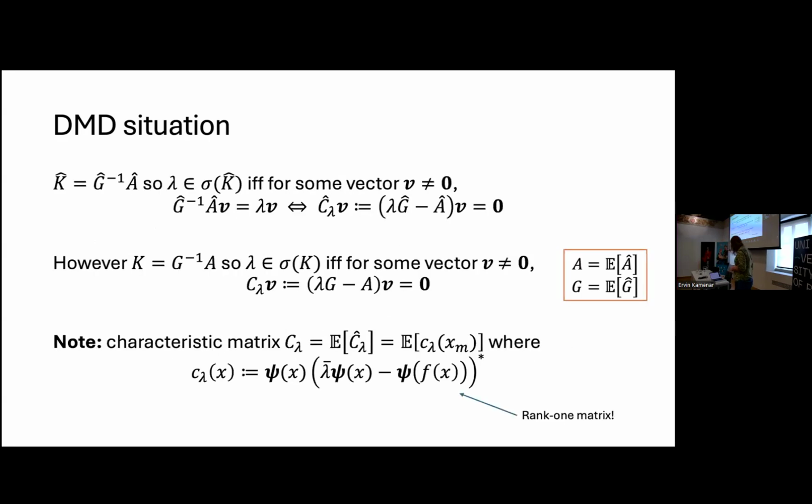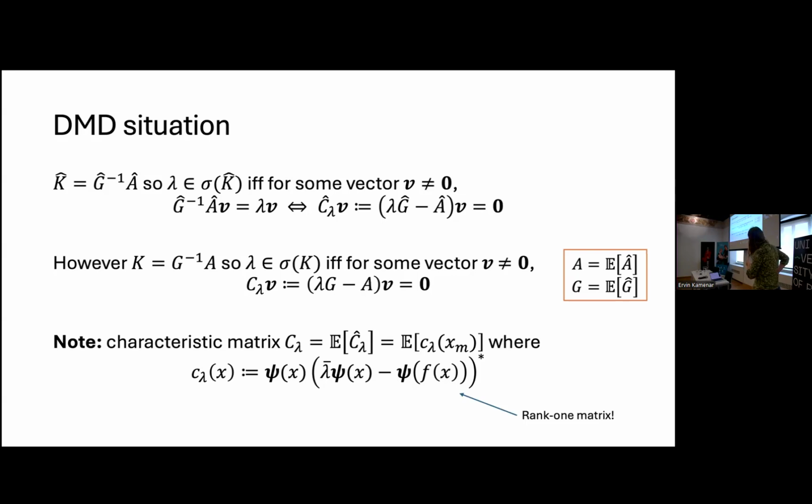But if we're worried about the spectrum, lambda is an eigenvalue of this K hat if, for some vector v, G inverse A v is equal to lambda v. But we can multiply both sides by G. So this is the same thing as saying that this matrix, which we'll call a characteristic matrix, has v as its kernel. If you've seen some ResDMD stuff, this is in a similar area.